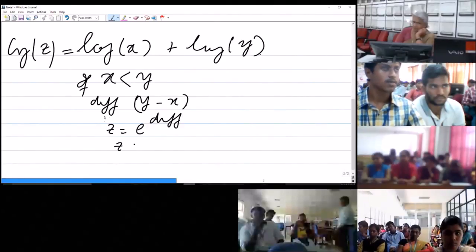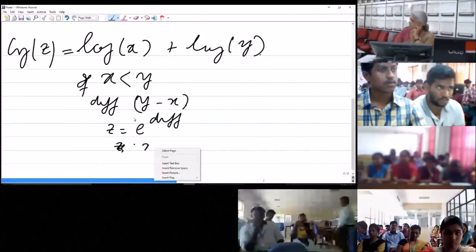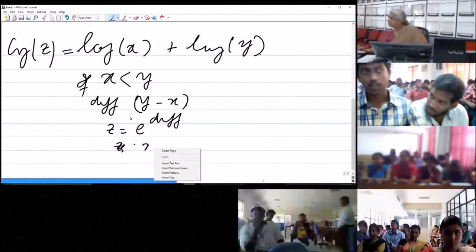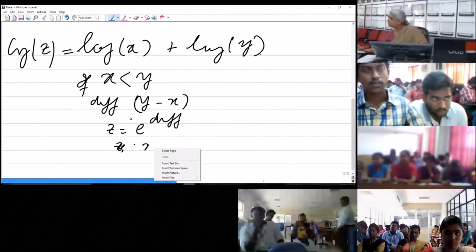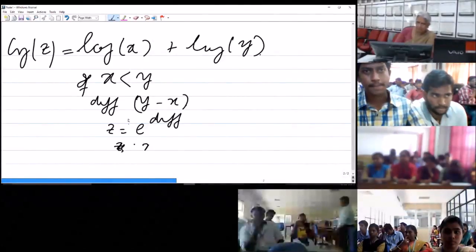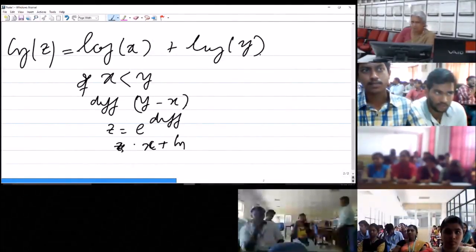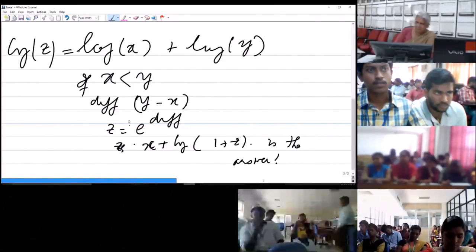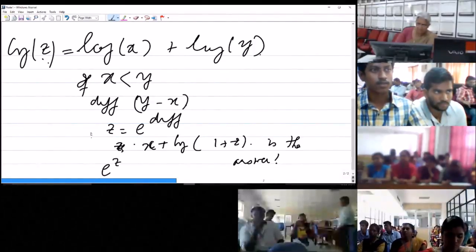Then you write x plus log of 1 plus z. Okay. This is the way you work. Okay. So this is the answer, this is the value of log z. Then I take exponential of z, I'll get the sum.